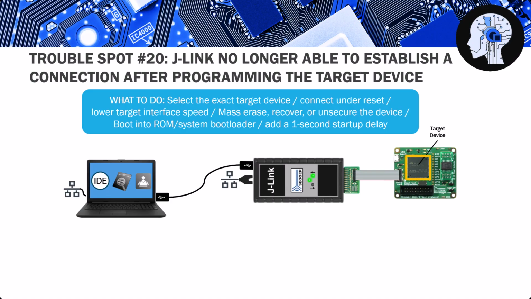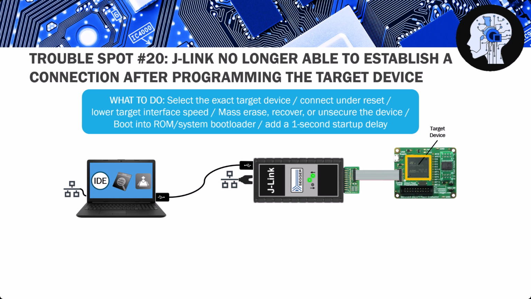Make sure the target reset pin is actually connected to J-Link, and then connect under reset. Try lowering the SWD or JTAG speed, for example, to 100 kHz. Mass erase, recover, or unsecure the device using J-Link Commander or JFlash. Boot into ROM or the system bootloader if the MCU supports it, so the problematic application in Flash does not run before the debugger connects.